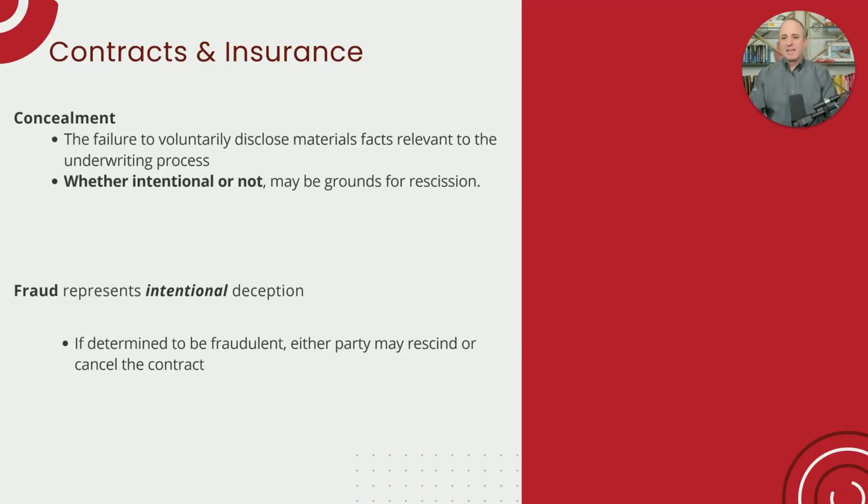All right, concealment is failure to voluntarily disclose material facts relevant to the underwriting process, whether you mean to or not. Fraud is I'm doing it on purpose. So concealment doesn't matter intent. Fraud is, yep, I really did my best to make sure that you, Mr. and Mrs. Insurance Company, do not know that I am a pack-a-day smoker. Whatever I had to do to make sure that you didn't know that, I did that. That is considered fraudulent. And in the event of fraud, the contract may be canceled or rescinded.